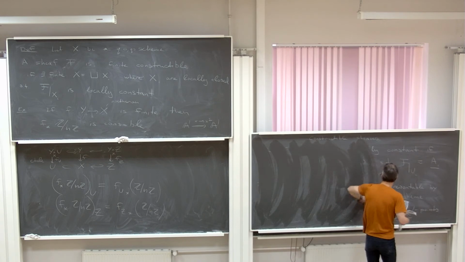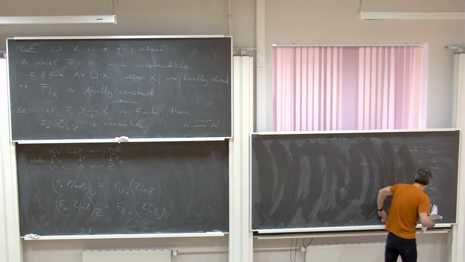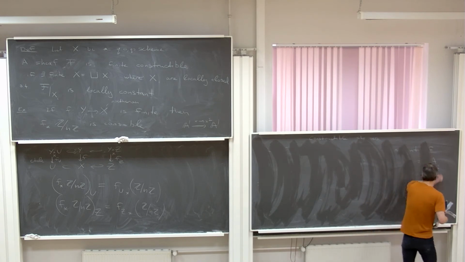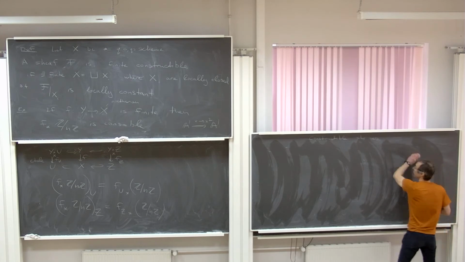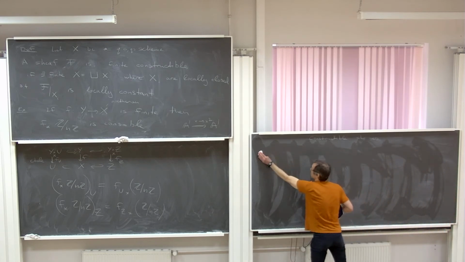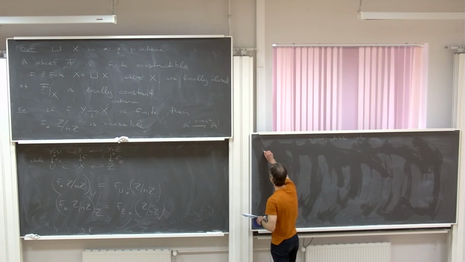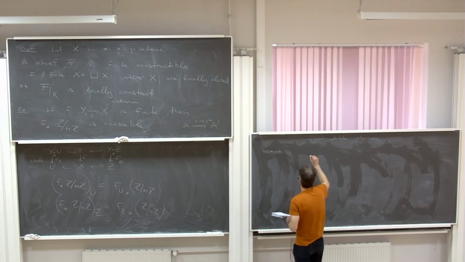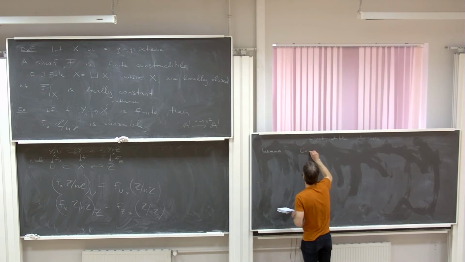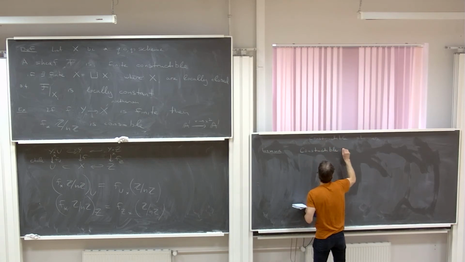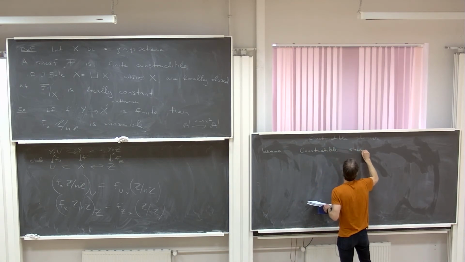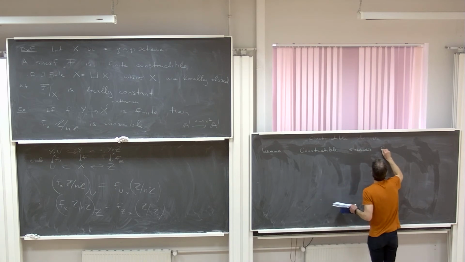Now, here is an easy lemma. Lemma. So constructible sheaves form an abelian category.